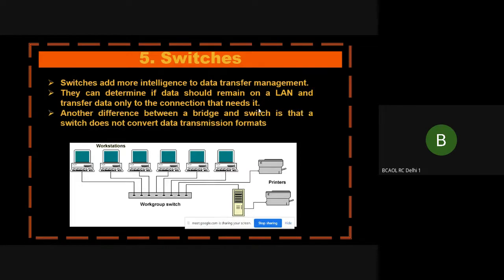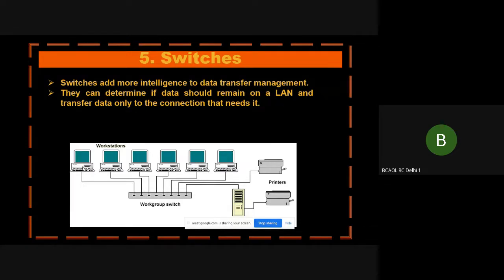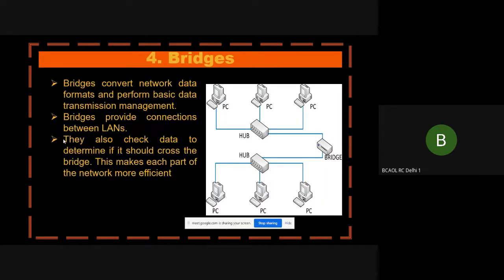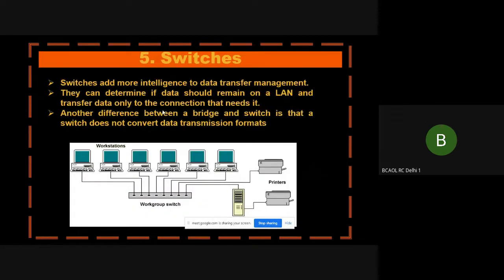So another difference between a bridge and a switch is that a switch does not convert data transmission formats. Basically, bridges convert network data formats and perform basic data transmission management. So they also transform your data, that means they convert your data formats also, bridges. But switches cannot convert your data formats. Can you understand? Suppose some other computer or some other network understands some other format, so bridges can convert it also. But a switch cannot convert. This is another difference, right?